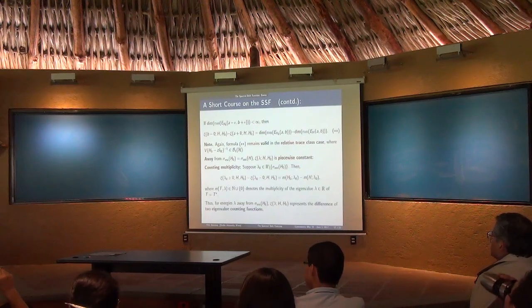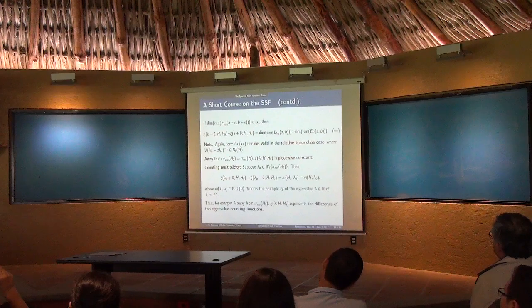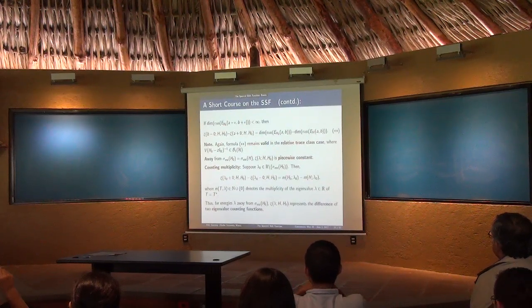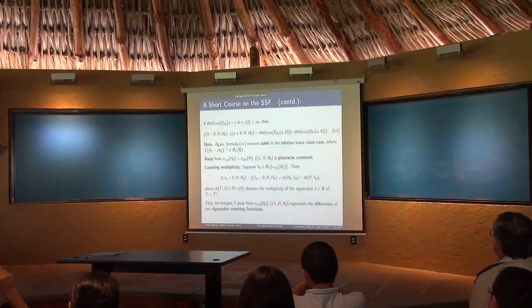Of course these numbers can be 0, it's okay. In fact, if there is no eigenvalue of either one, it doesn't jump at all. Okay, it jumps according to differences of multiplicities. So that's what is repeated again here. Away from the essential spectrum, so on a discrete spectrum, it represents a difference of two eigenvalue counting functions. So it's an interesting object already for that reason.